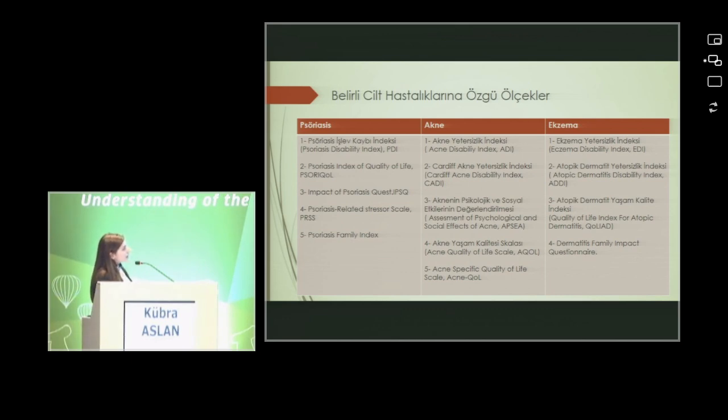For acne, there is the Acne Inefficiency Index. It is used for the inhibition of the functions. This has the Turkish version. Cardiff Acne Index is used in clinic because it's in Turkish and it has only 5 questions. It is much simpler and much shorter for the patient, so as a result, it is a matter of choice.